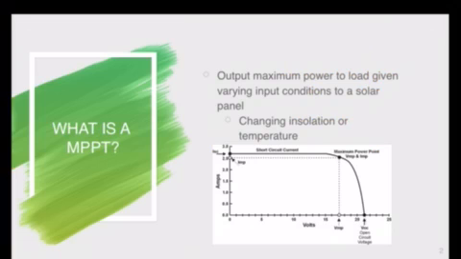So what is a maximum power point tracker? It outputs maximum power to the load given varying temperature and radiance of the sun. If you look at the IV curve of the solar cell, you can see a maximum power point marked. The goal is to stay there given varying conditions.